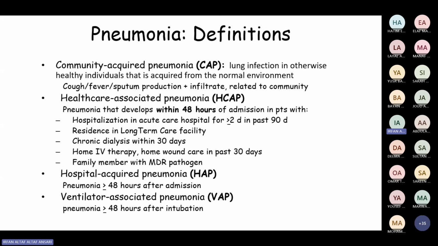If your patient has a history of hospitalization in an acute care hospital for more than 2 days in the past 90 days, or is a resident of a long-term care facility, for example on a rehabilitation program or a mental health program, or is on chronic dialysis within 30 days, or is receiving home IV therapy or home wound care in the past 30 days, or has a family member with a multi-drug resistant pathogen or bacteria. In these conditions, if a person is admitted and develops pneumonia within 48 hours, we call it healthcare associated pneumonia. Then there is hospital acquired pneumonia.